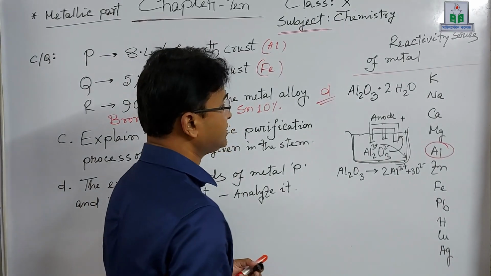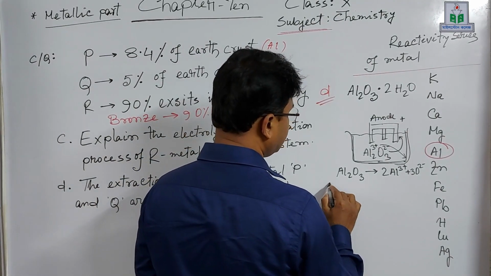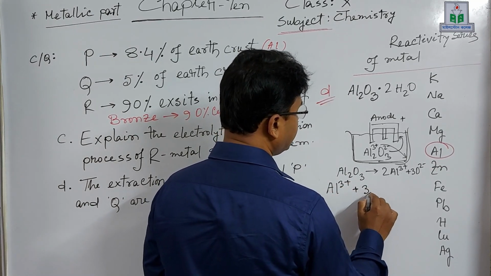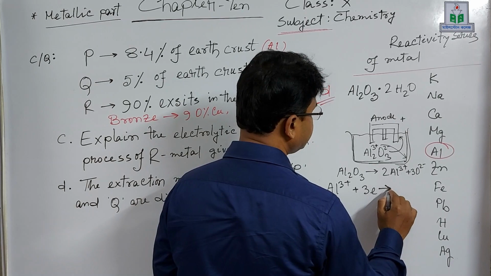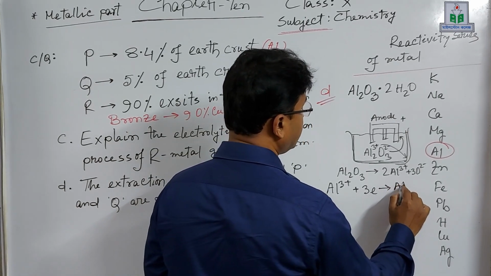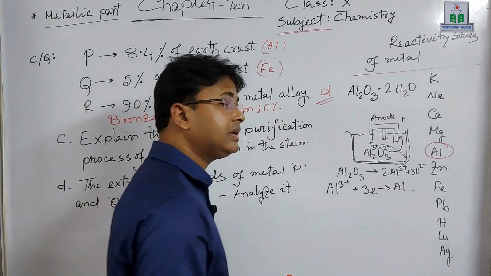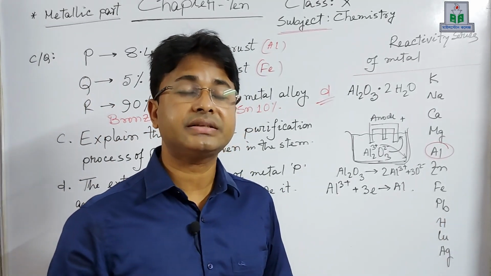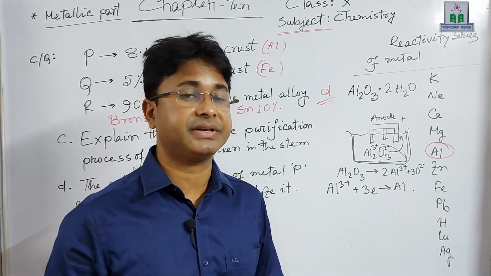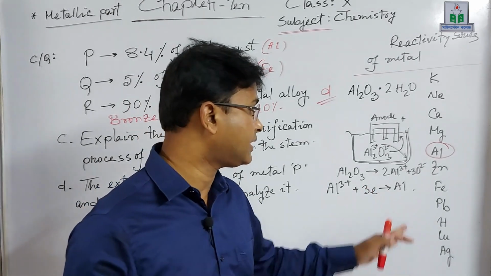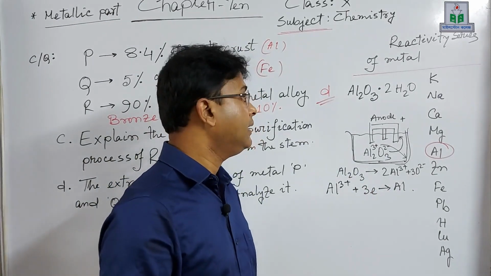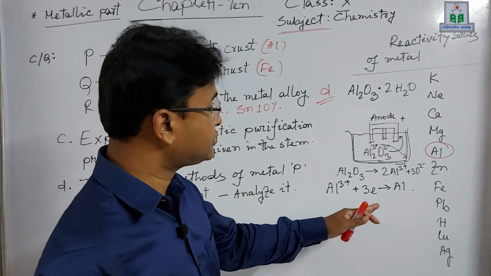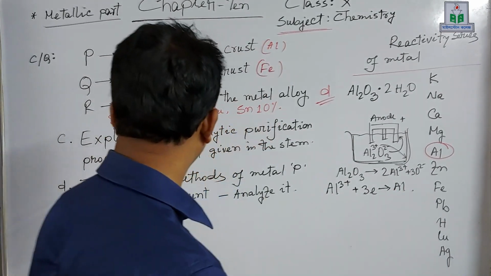In this process, the aluminum 3 plus ion goes to the cathode and accepts 3 electrons to form aluminum metal. In all electrolysis processes, the highest refined metal is obtained, as with aluminum. The obtained aluminum metal is pure aluminum metal. Now come to another point.